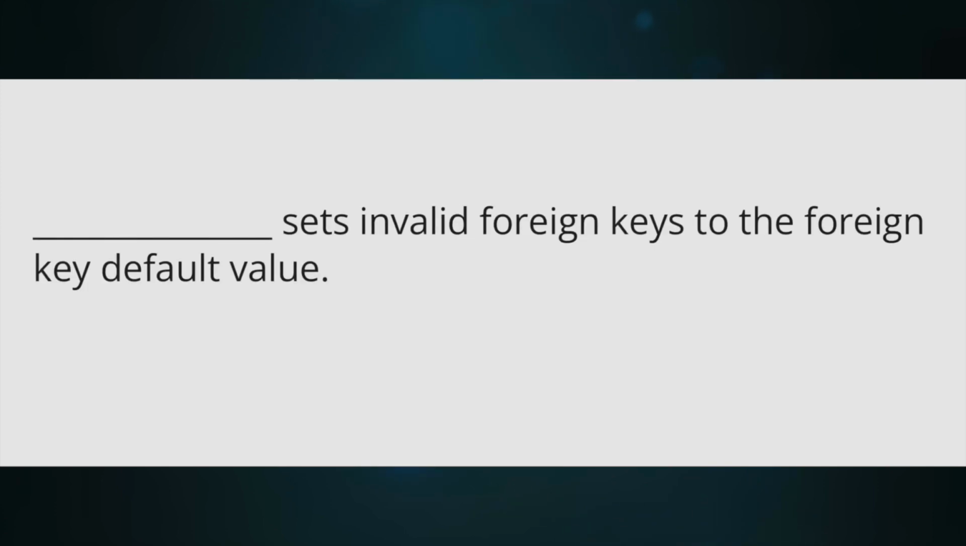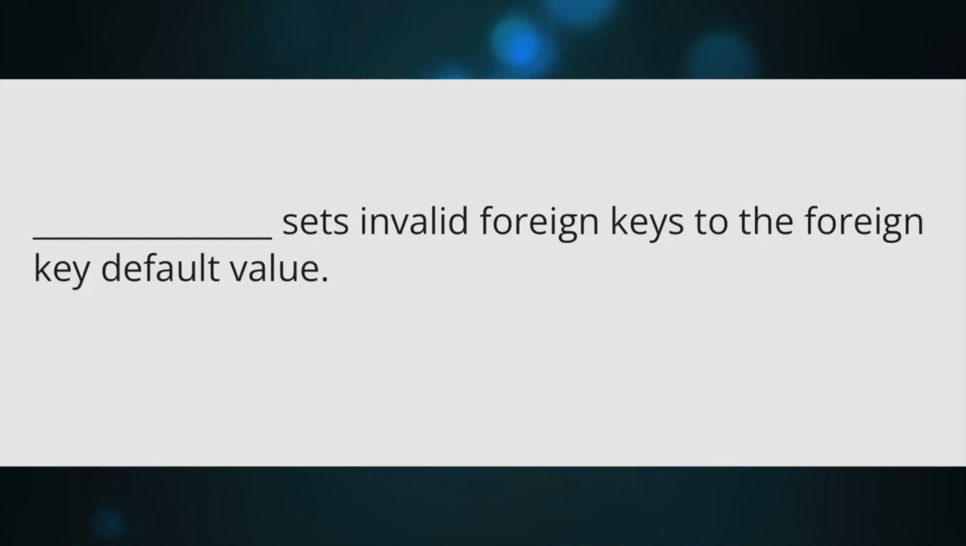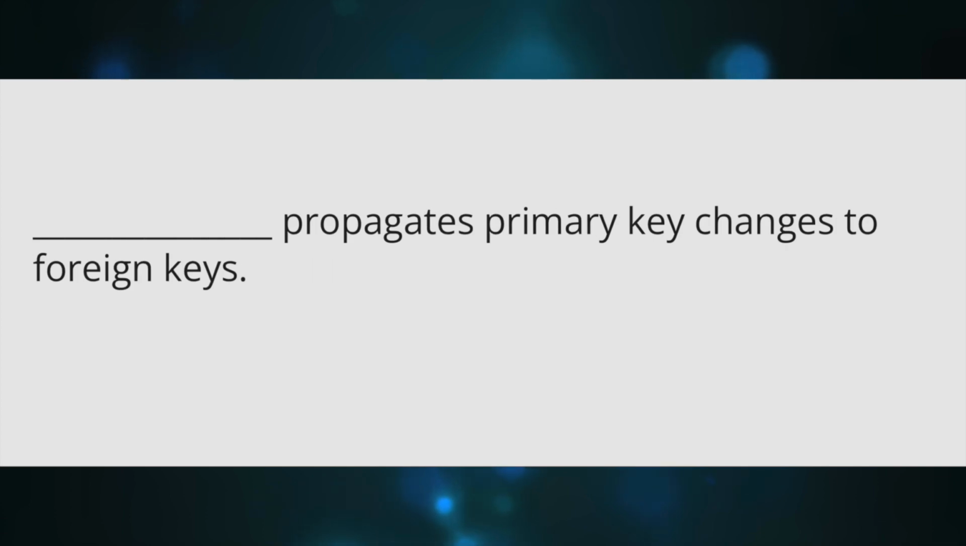Blank sets invalid foreign keys to the foreign key default value. So set default sets invalid foreign keys to the foreign key default value. So that's just saying, hey, you're setting the default. And what it does is it takes that foreign key to the foreign key default value. And that's it. There's nothing more to that.